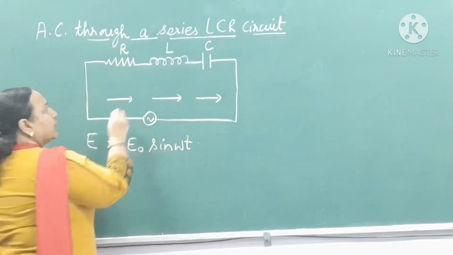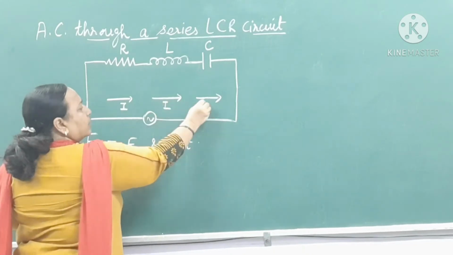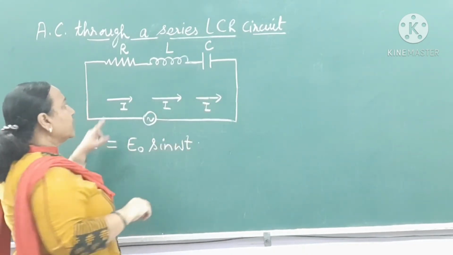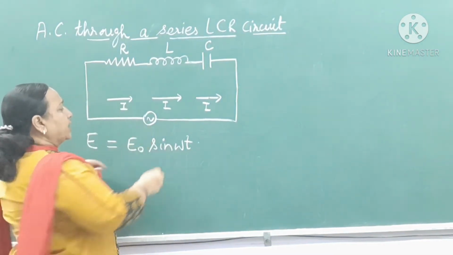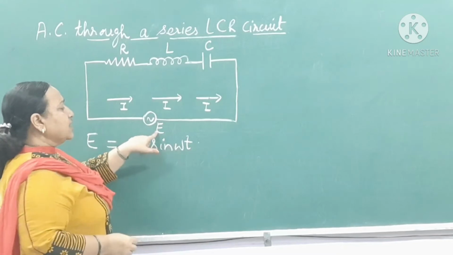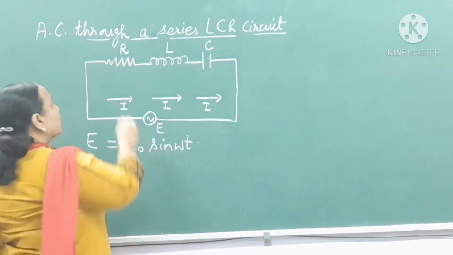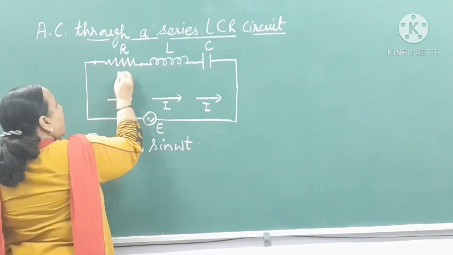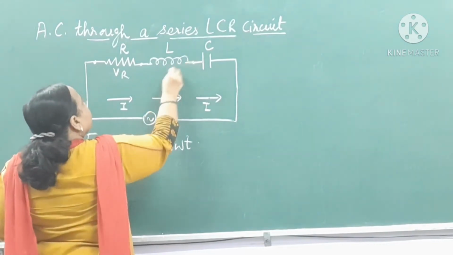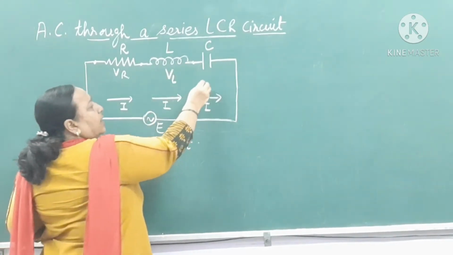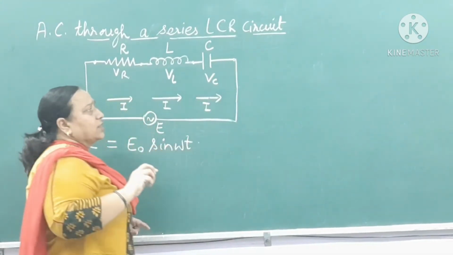Suppose these are the directions of the current passing through this resistance. I is the current, and the same current is flowing because they are in series with each other. Now the EMF supplied is E. The voltage which is appearing across these components, let us suppose VR is the voltage drop across R, VL is the voltage drop across L, and the voltage drop across C is VC.